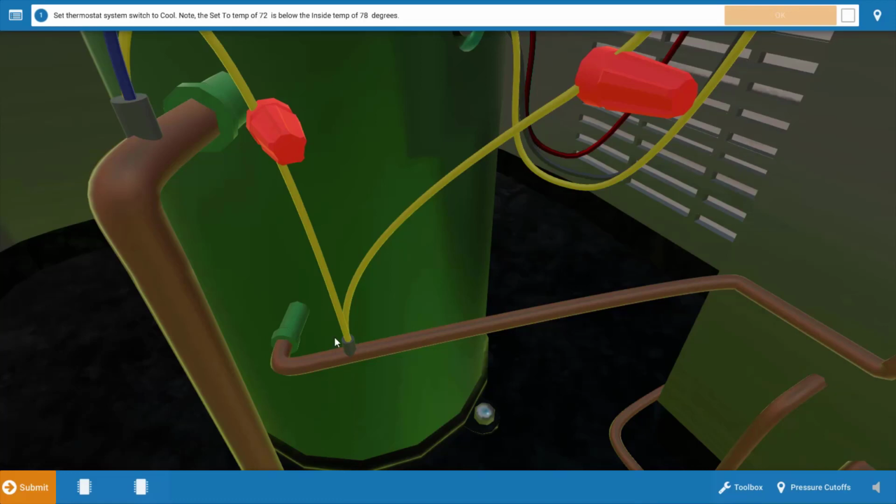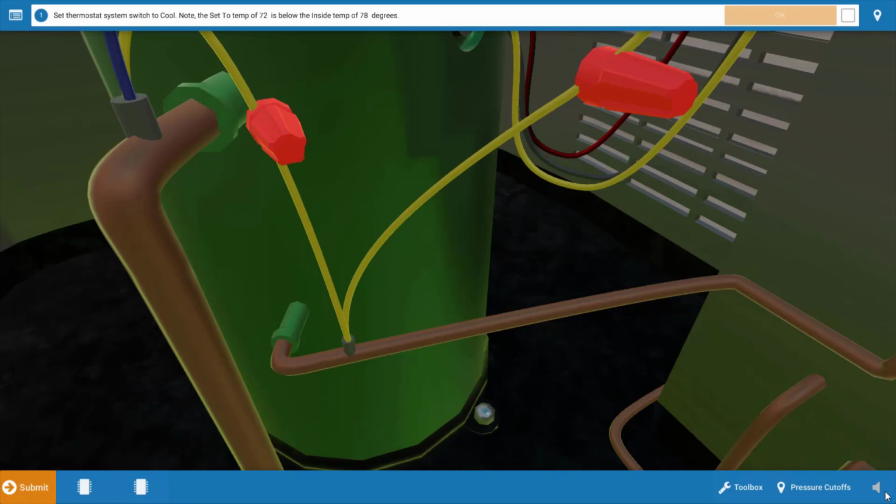Now, this is the high-pressure cutout right here with the two yellow wires going to it, and it's placed in the discharge line of the compressor. What it does is it senses pressure within the high side and will open its contacts if the pressure becomes excessive. This would usually be due to an inoperative condenser fan motor, a dirty condenser coil potentially, non-condensables in the system, as well as a system overcharge.